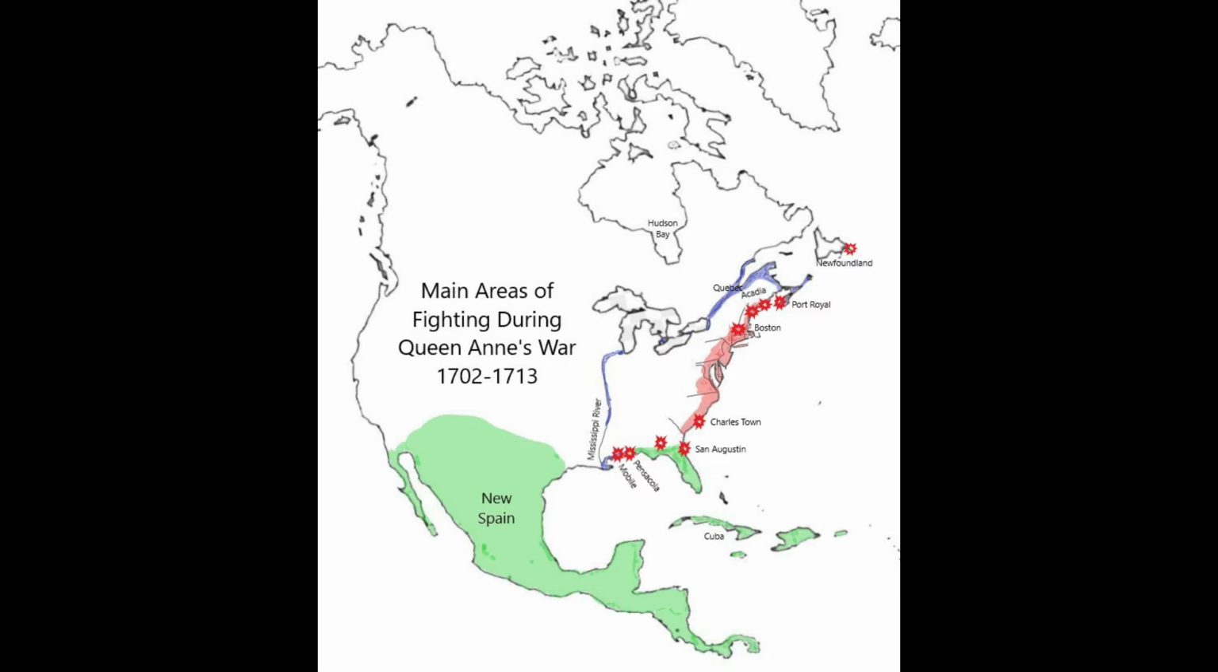You'll notice on the map that Carolina had not yet been divided into North and South Carolina. It was still just one big colony. And the colony of Georgia hadn't been founded yet. It wouldn't be founded until the 1730s.